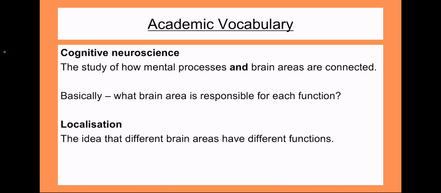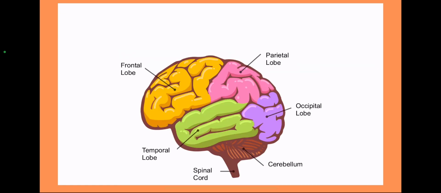In terms of what you need to know about brain areas, you firstly need to know about the lobes that the brain is split into. As you can see from this picture, we have a frontal lobe, a parietal lobe, an occipital lobe, and a temporal lobe. You also have a cerebellum towards the bottom there, which is responsible for a bit of movement and balance. And we have the spinal cord, which combines with the brain to make up the central nervous system.